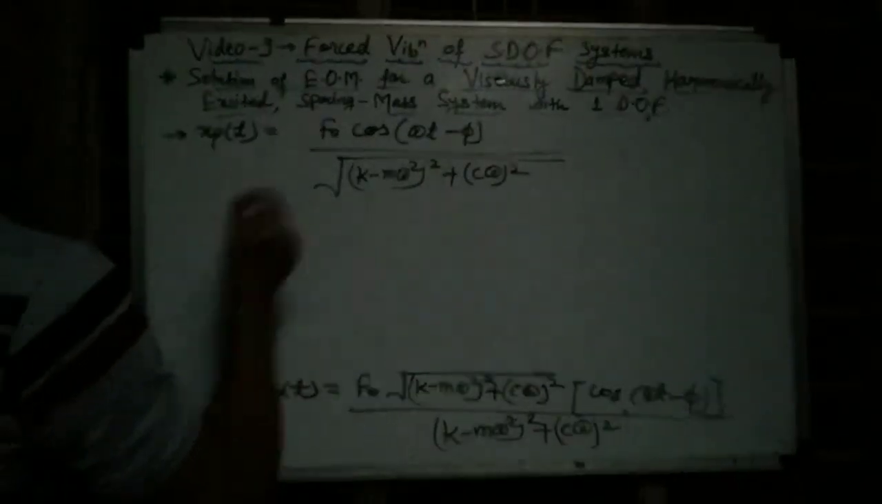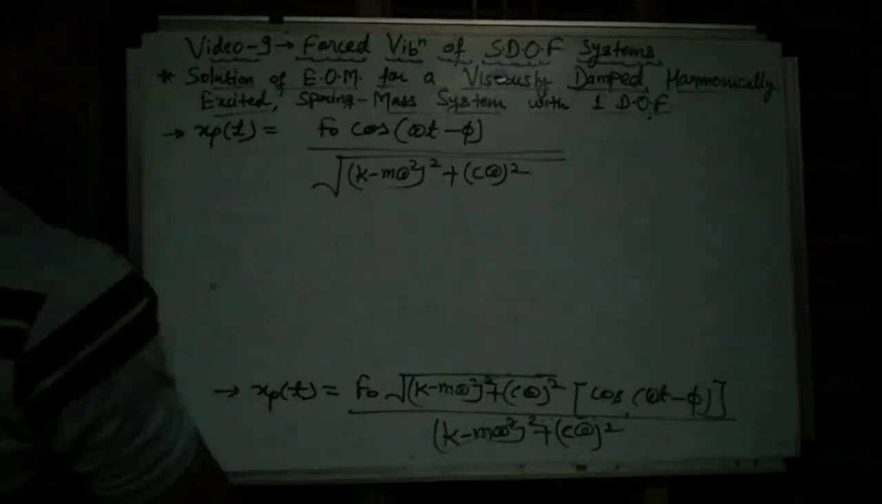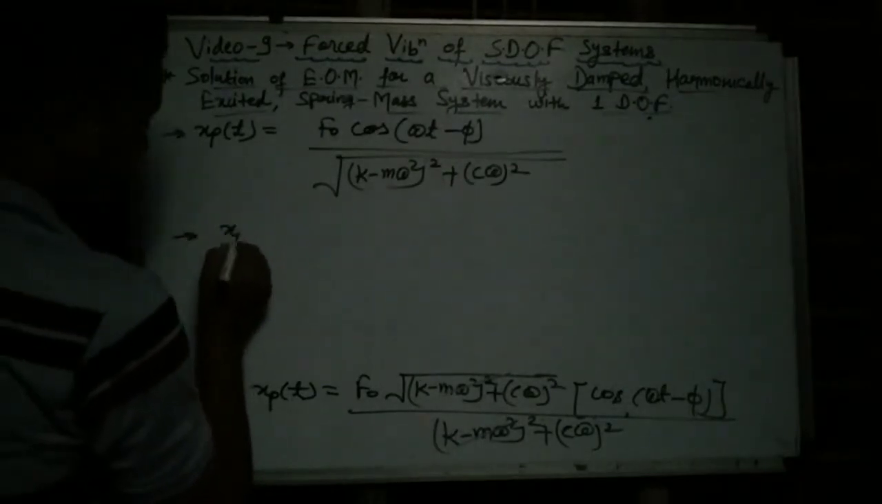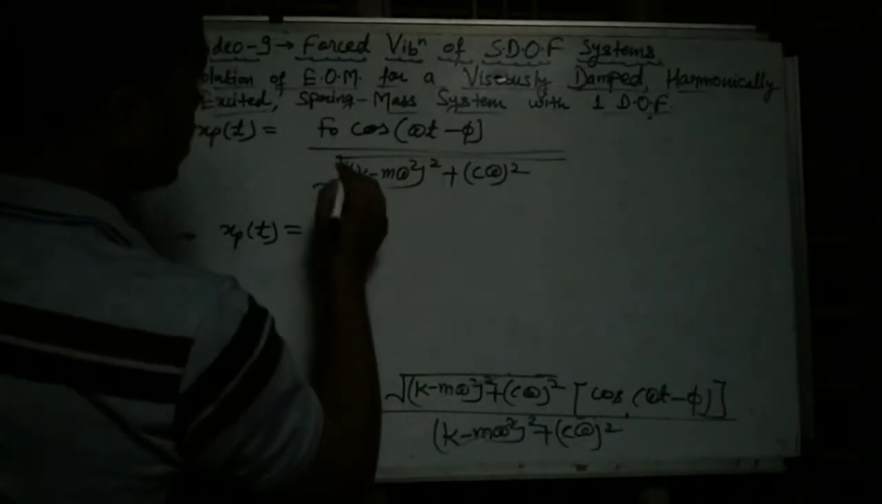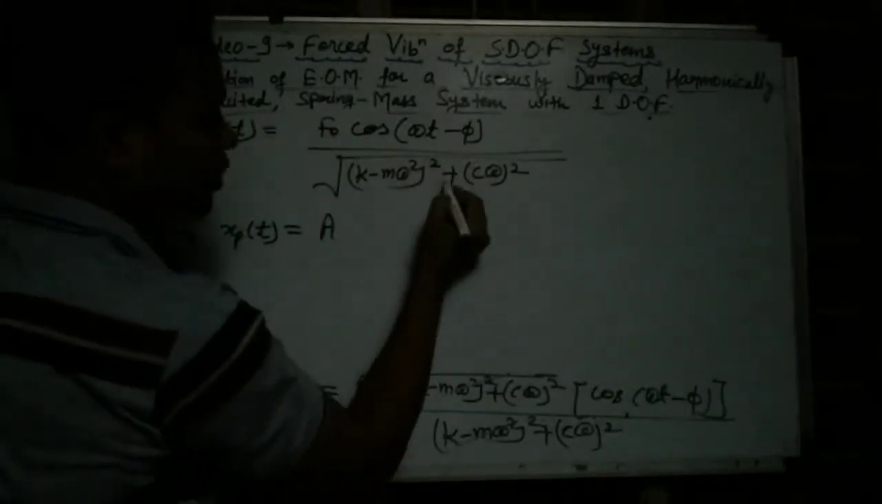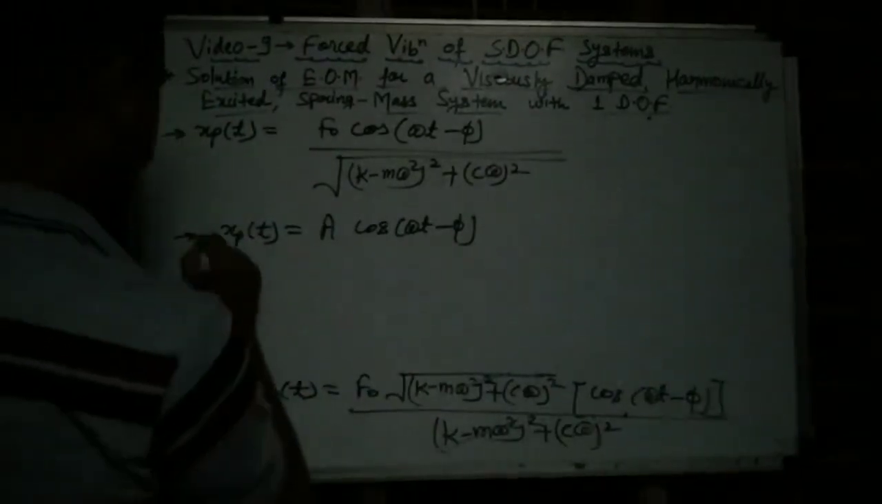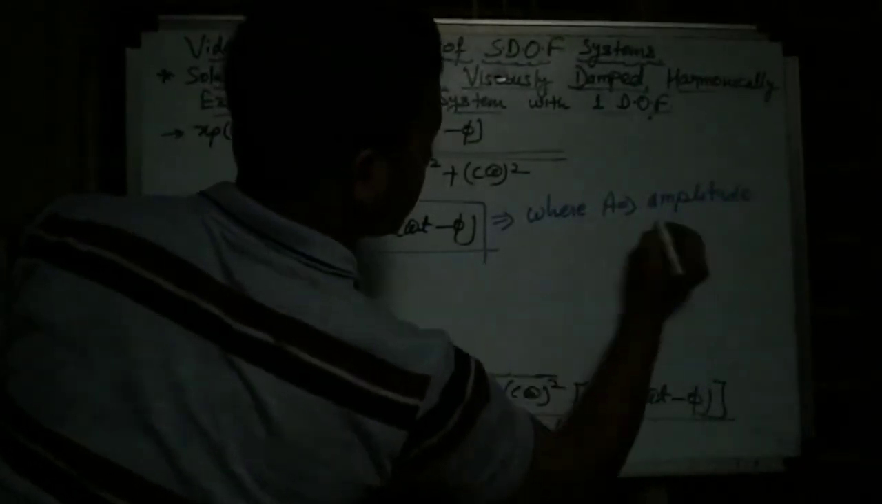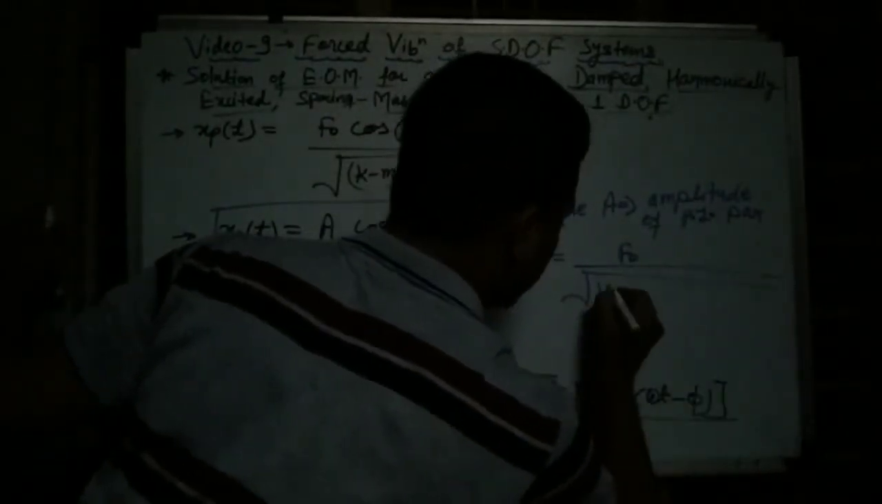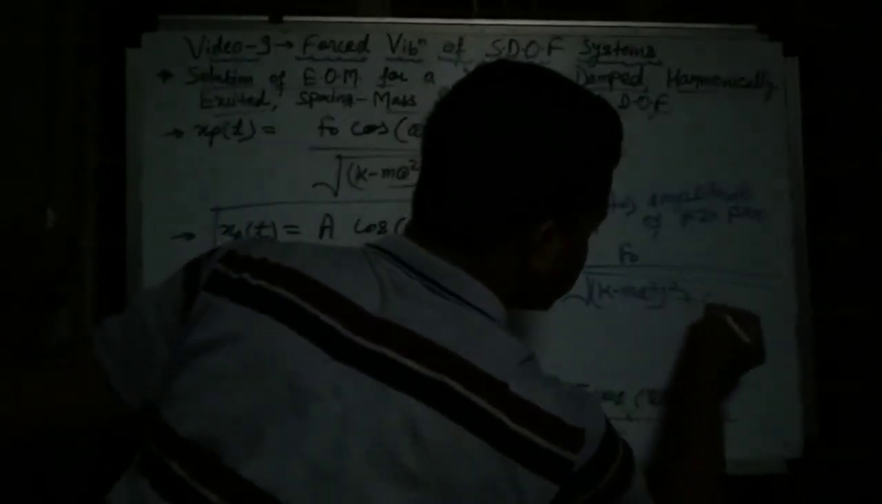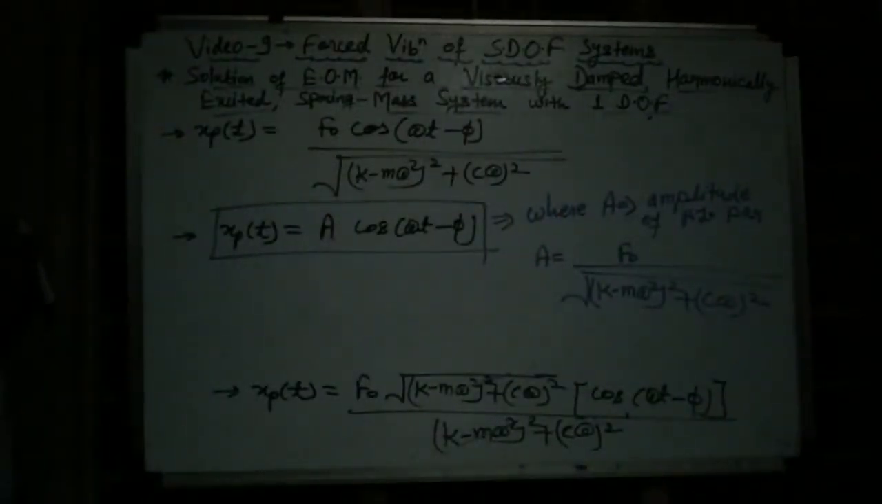So this is the particular integral. Or instead of writing like this, I can write xp(t) as some amplitude A into cos(omega t minus phi), where A is the amplitude of the particular integral part, and the formula for A is f naught by the square root of k minus m omega square whole square plus c omega whole square. This is the amplitude.